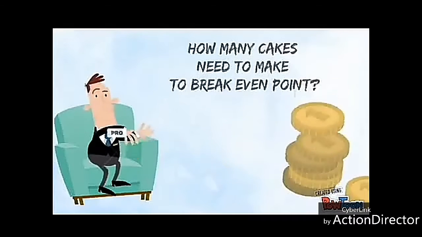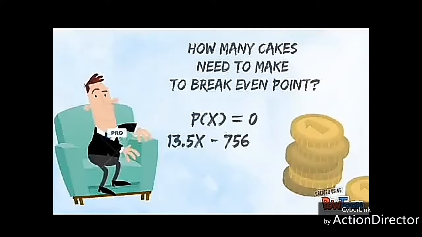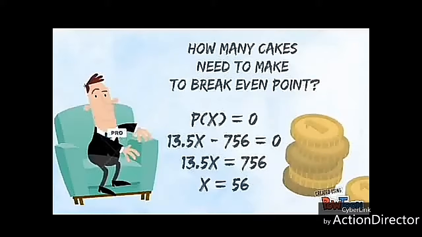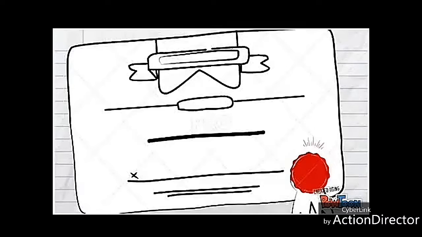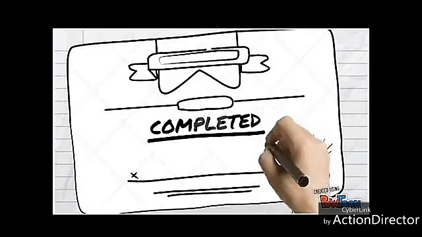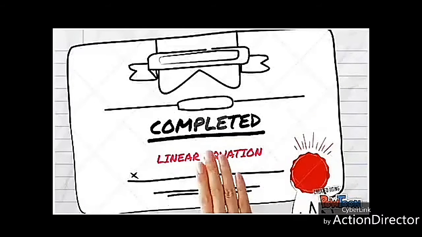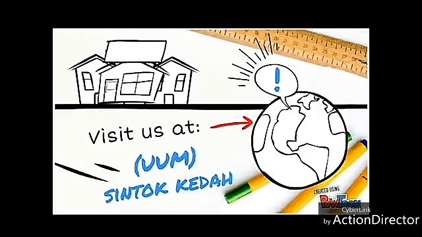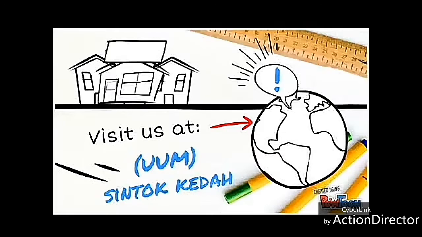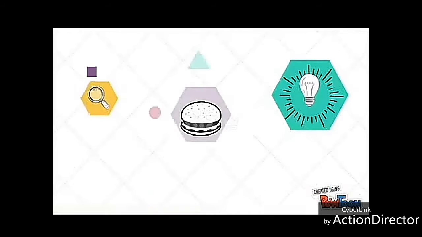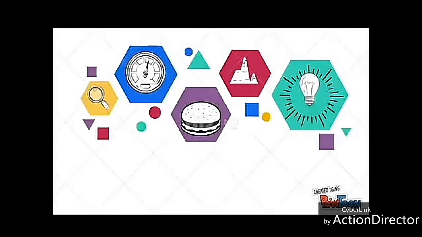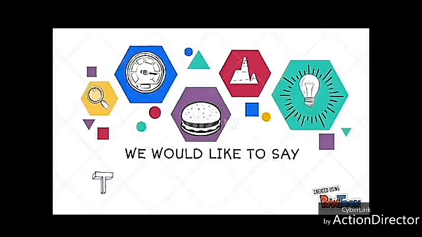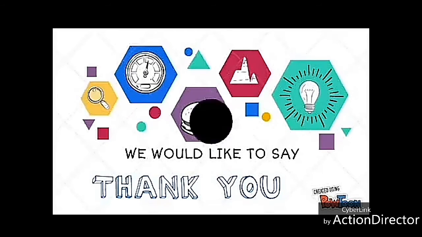Cost, revenue, profit. Cake seller. Cost in dollars is C(x) equals 1.5x plus 756. 1.5x equals variable cost: $1.50 for each cake to make. 756 is fixed cost. Revenue, R(x) equals 15x. Cost, C(x) equals 1.5x plus 756. Profit, P(x) equals R(x) minus C(x).